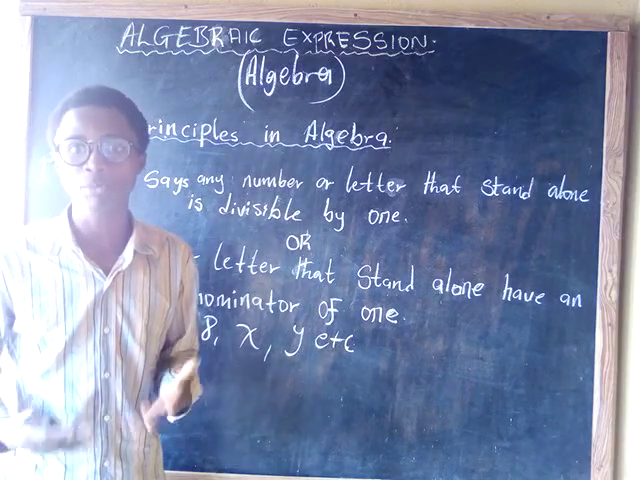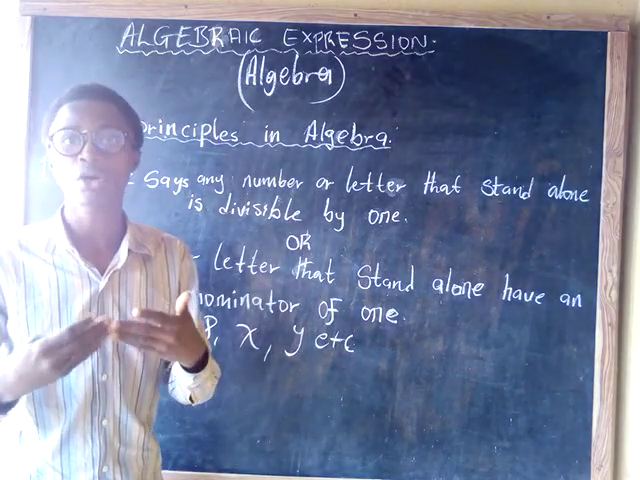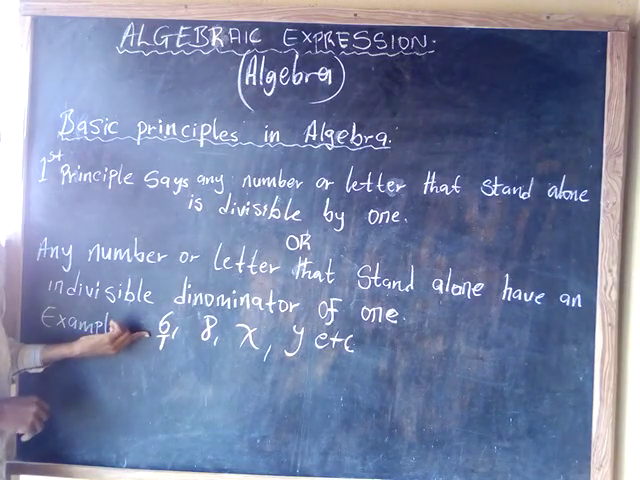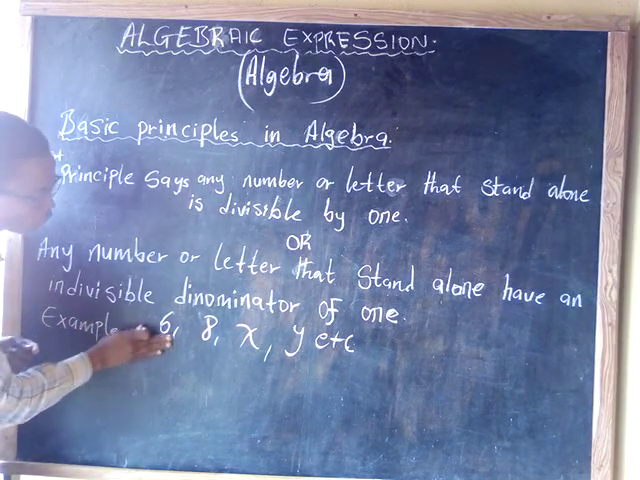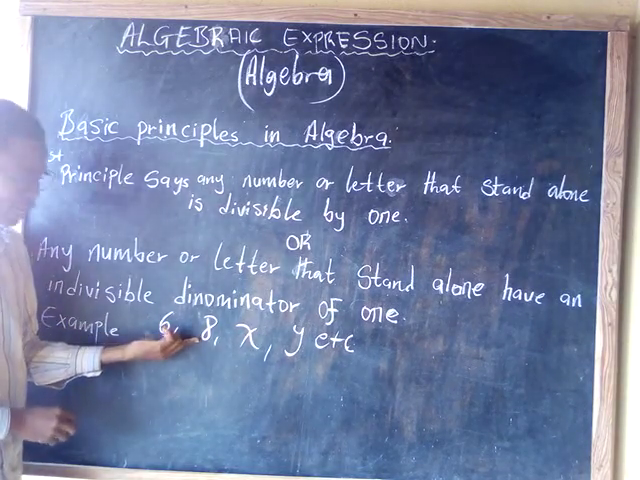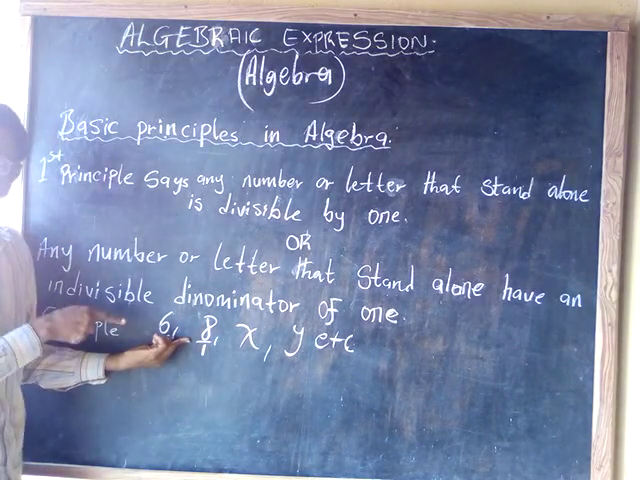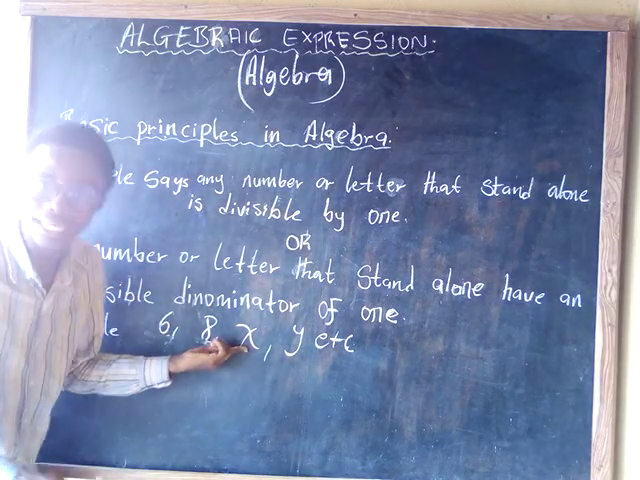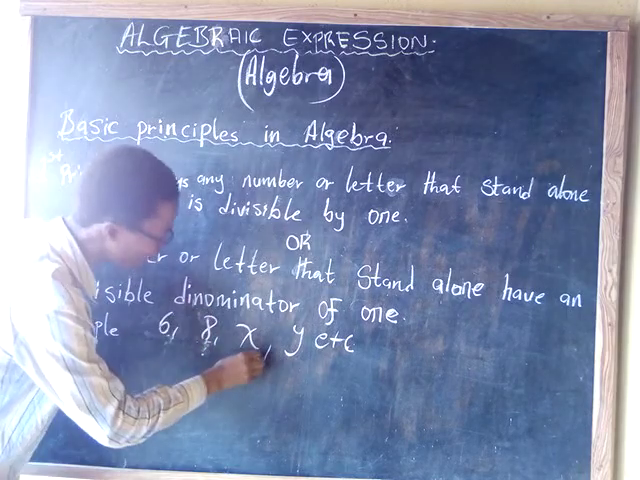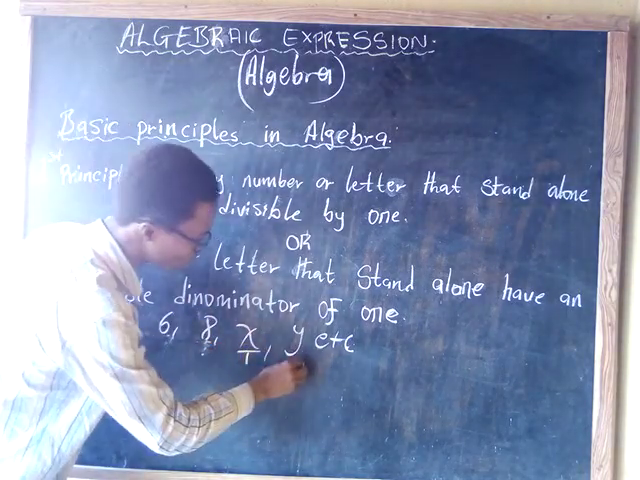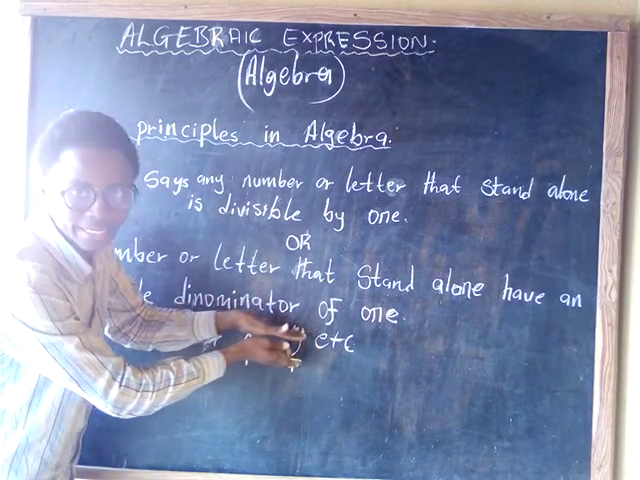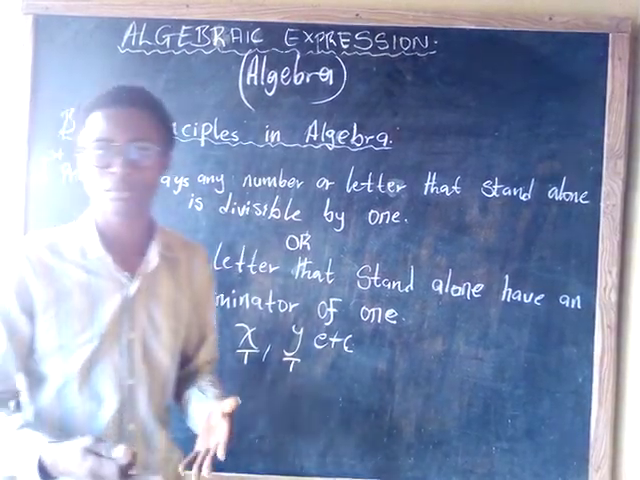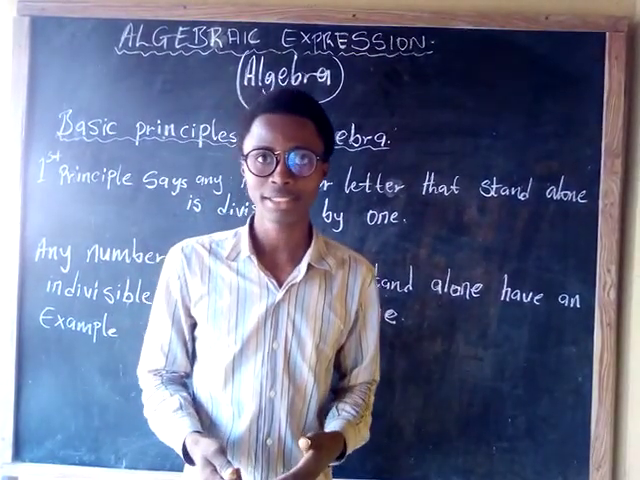Invisible means you cannot see it, but it is there. That's what the principle is saying. Any number that stands alone has an invisible denominator of 1, and also any letter that stands alone has an invisible denominator of 1. You cannot see it, but it is there. So all these numbers and letters that stand alone have an invisible denominator of 1. This is what the first principle in algebra is saying.